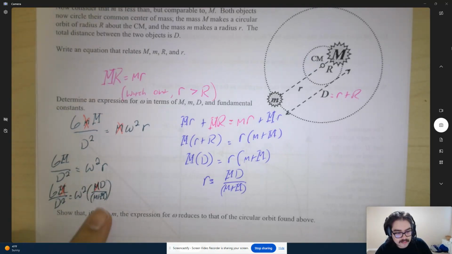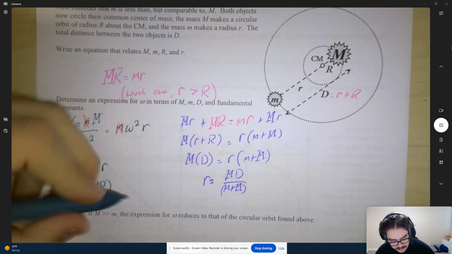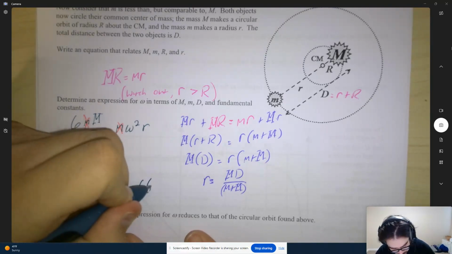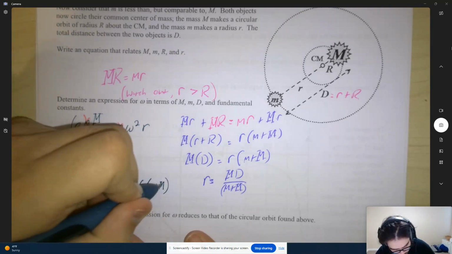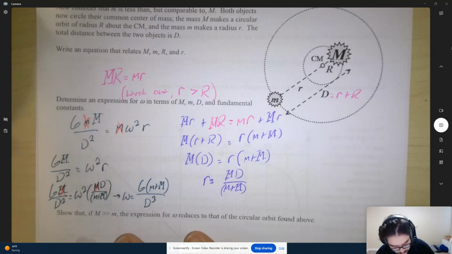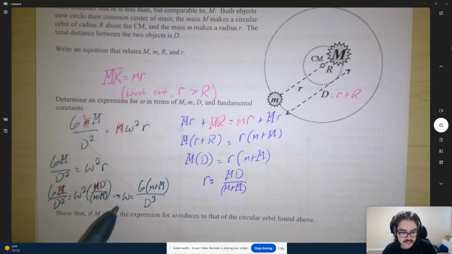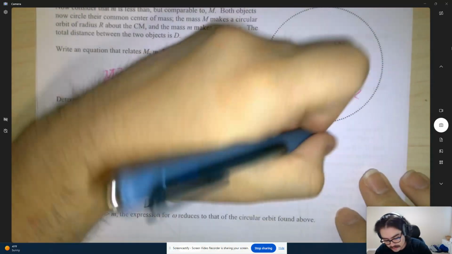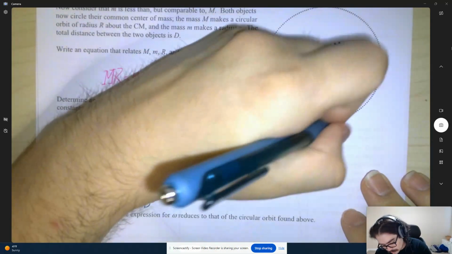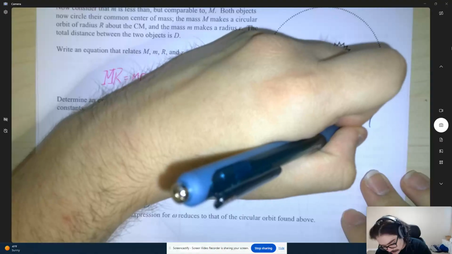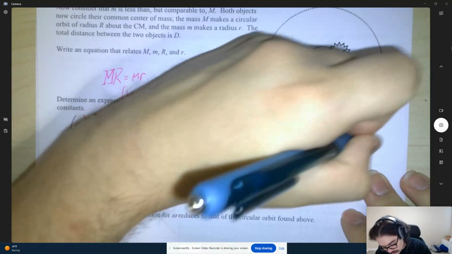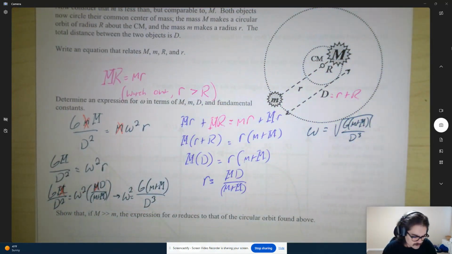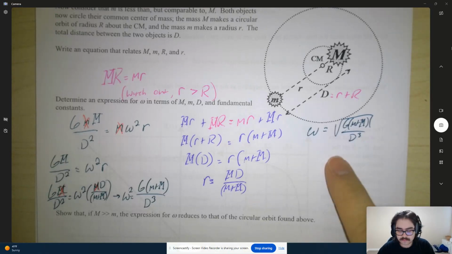I can divide by D on both sides and then multiply by the combined masses, and I end up getting that omega squared should be equal to G (little m plus big M) over D cubed. Then I can root both sides to get that omega is equal to the root of G (little m plus big M) over D cubed.